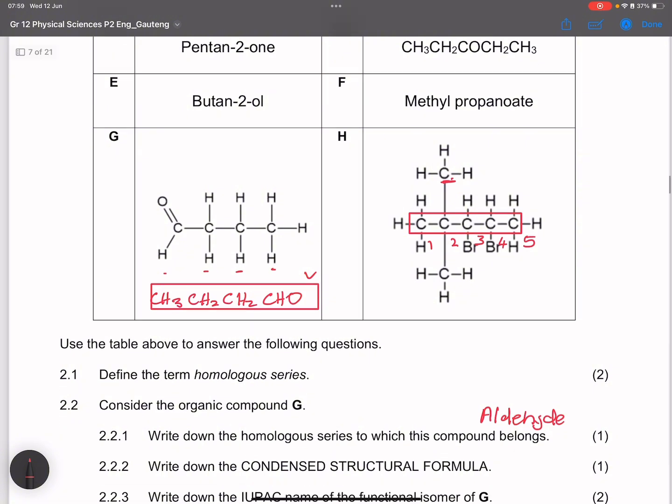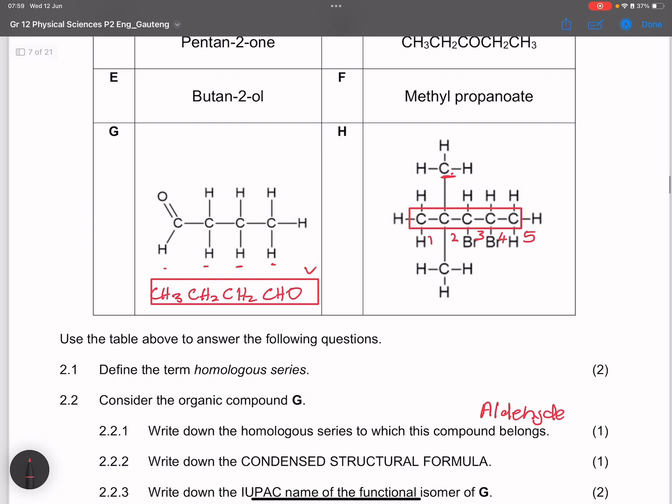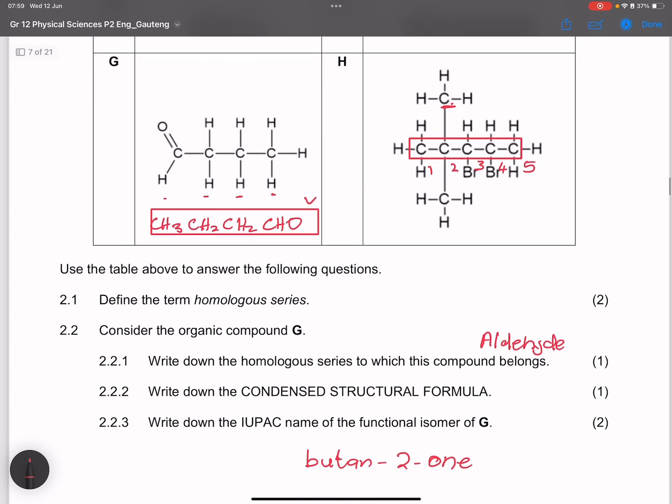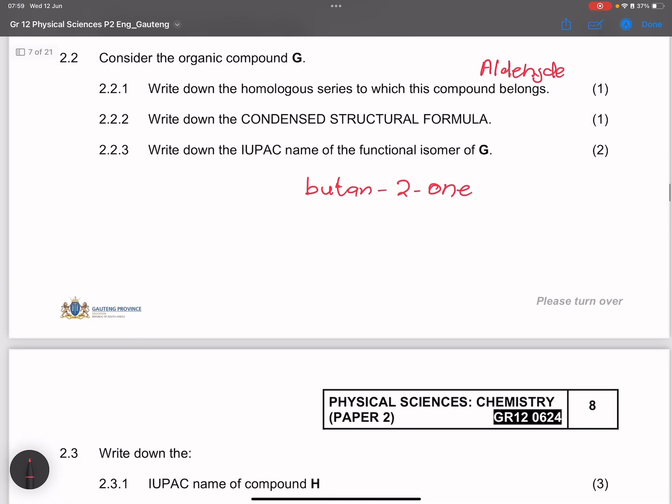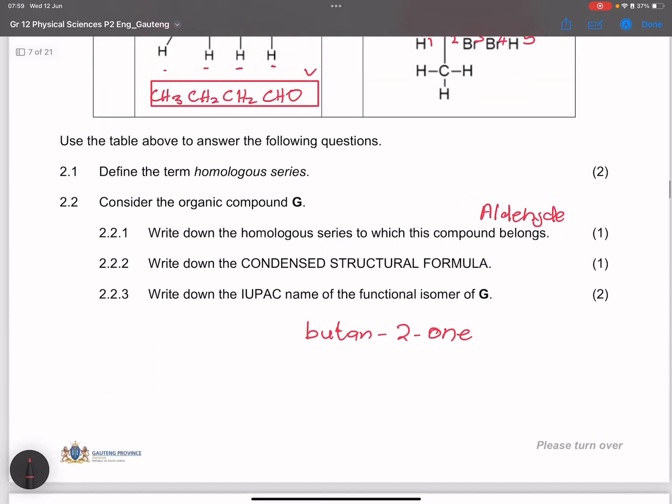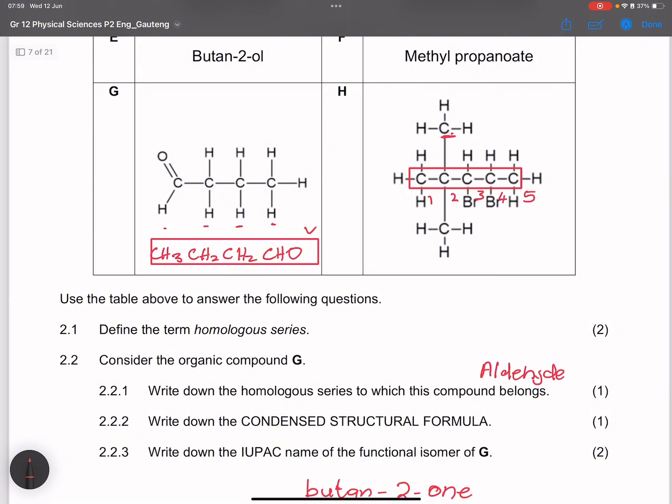I know some of you may have referred to my video, and the IUPAC says something different, while the CAPS curriculum seems to accept something different. But nonetheless, for the sake of the marks, let's do what the CAPS curriculum says. So this is going to be at carbon number 2. All right, so we've got 3,4.